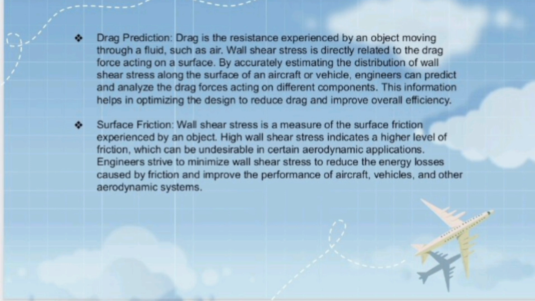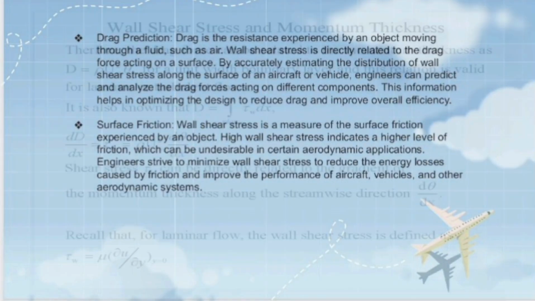Third is surface friction. Wall shear stress is a measure of the surface friction exerted by the object. A higher wall shear stress indicates a higher level of friction, which can be desirable in certain aerodynamic applications. Engineers strive to minimize wall shear stress to reduce the energy losses caused by friction and improve the performance of aircraft, vehicles and other aerodynamic systems.